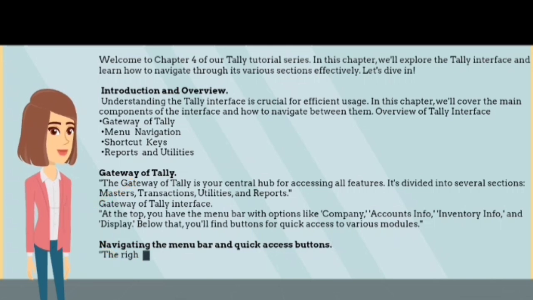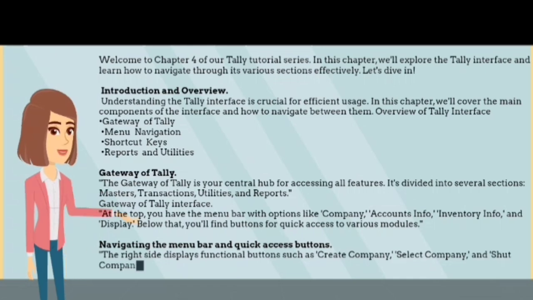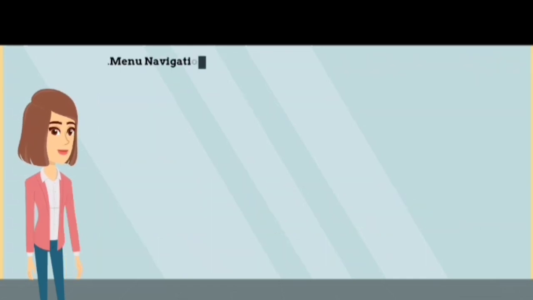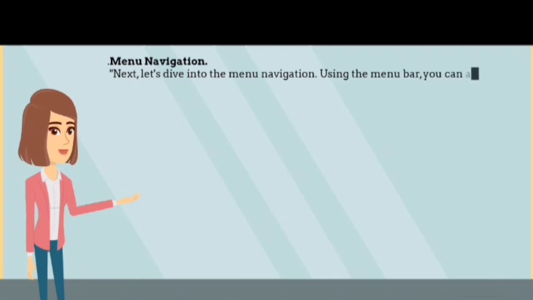Navigating the menu bar and quick access buttons. The right side displays functional buttons such as Create Company, Select Company, and Shut Company. Let's explore each section briefly. Top menu navigation. Next, let's dive into the menu bar. You can access different functionalities within Tally.